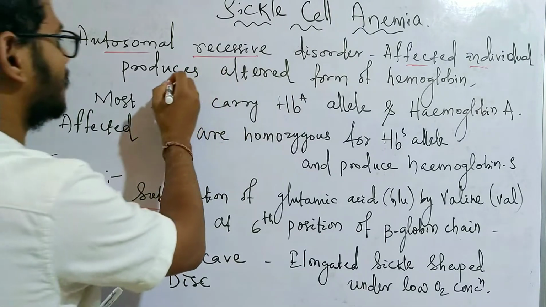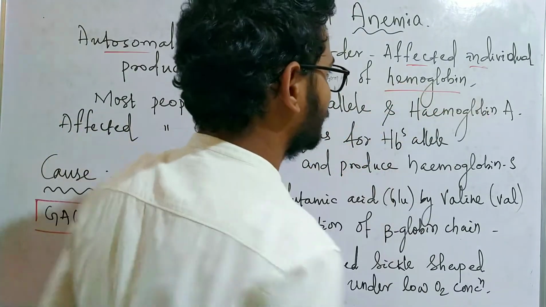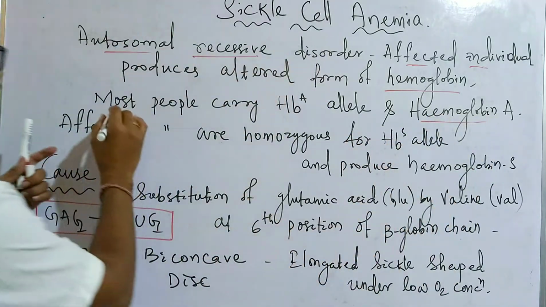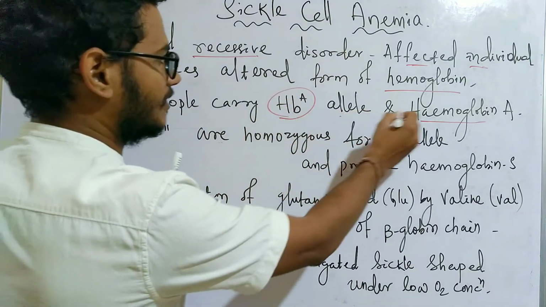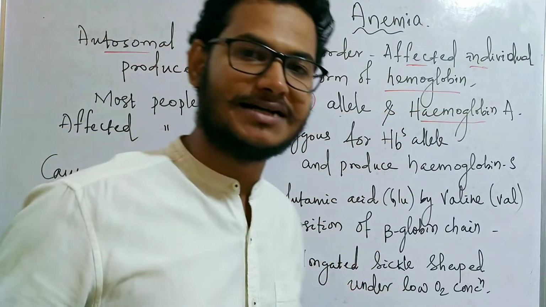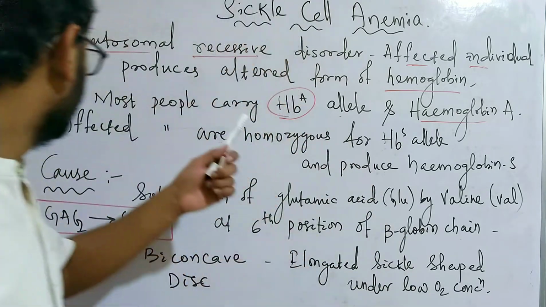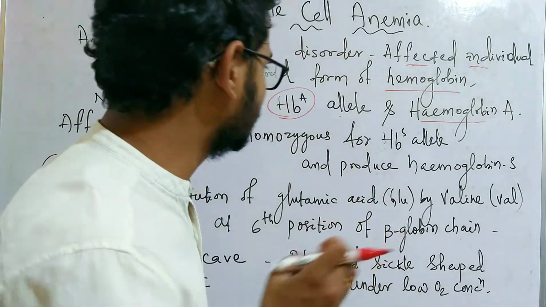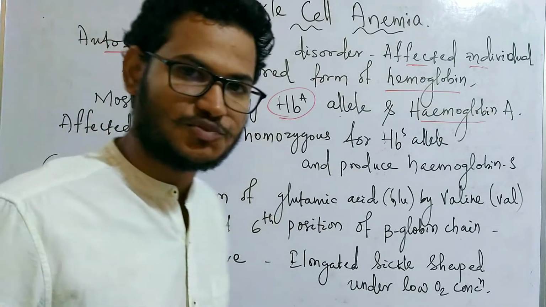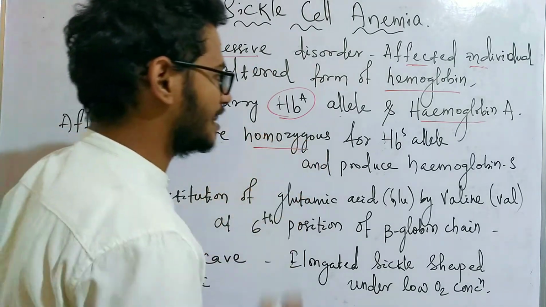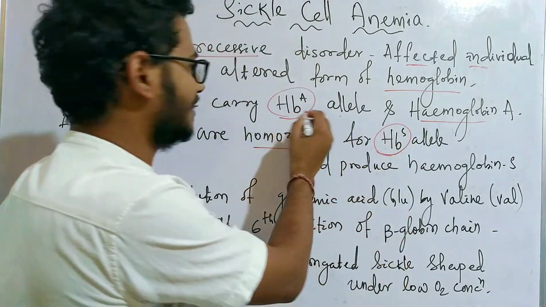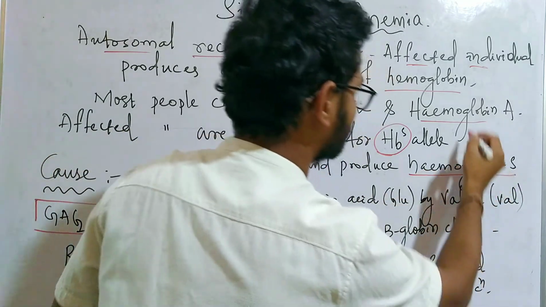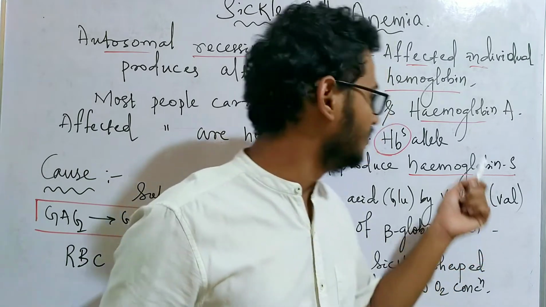So the affected individual produces an altered form of hemoglobin. Normally, hemoglobin A is present in a normal individual. Most people carry the HbA allele, and hemoglobin A is produced in their body because of the presence of the HbA allele. But the affected people are homozygous. When they are homozygous, only the disorder is seen because it is recessive. In homozygous individuals, the allele is not HbA but HbS. That is the reason why it will produce hemoglobin S, which is not normal.